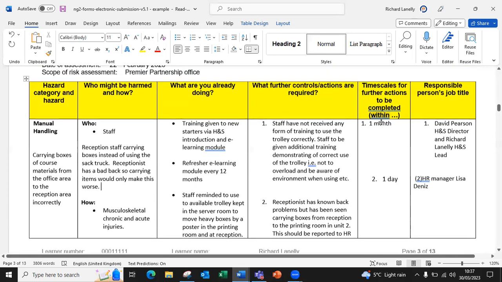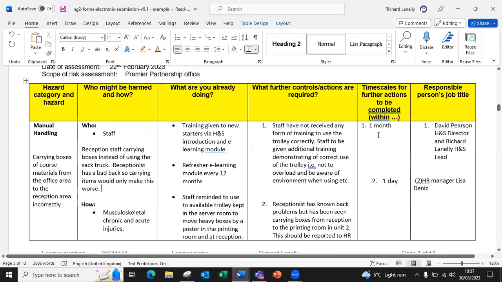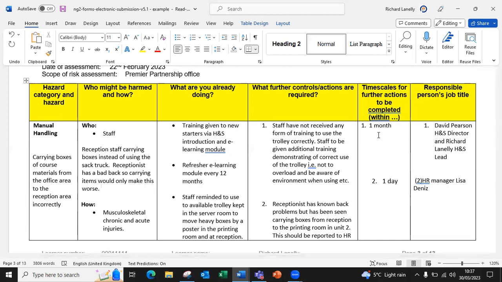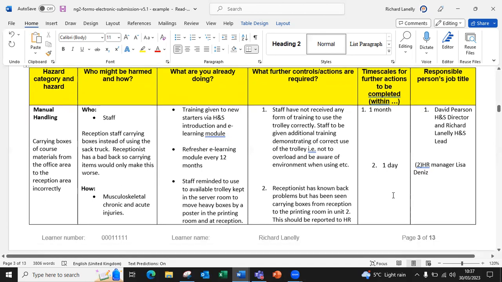So for these timescales, if it's an immediate one, say someone's blocked a fire door with a pallet of paper, you would think the timescale would be to move that out of the way immediately. For some reason, NEBOSH lately have got a bit of an issue with that, so just put one day. All right.